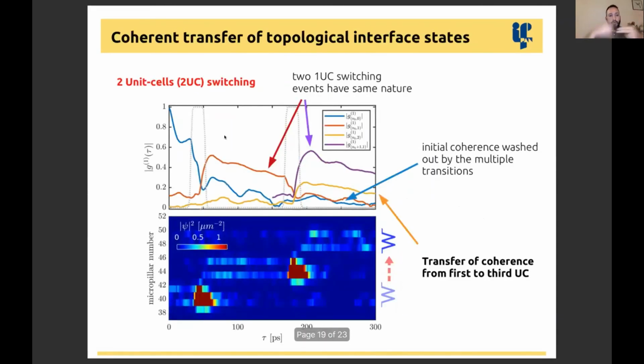Finally, we studied the two unit cell switching. So you can see that we start from one unit cell, and if we calculate the G1 in time on the initial unit cell, we can see that after multiple transitions, this will be completely washed out, as you can see from this blue curve. While if we compute G1 between unit cell 1 and unit cell 3, we can see that by this supporting pumping, we have actually a transfer of coherence from the first to the last unit cell.